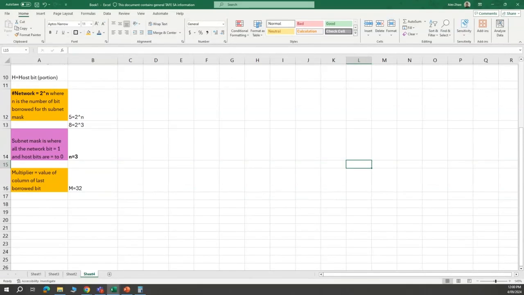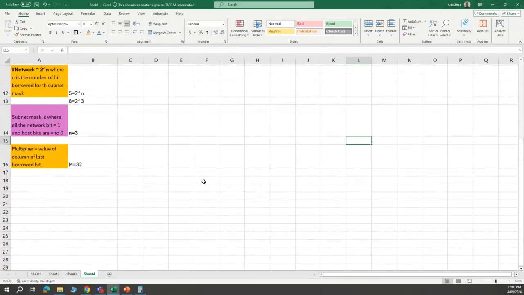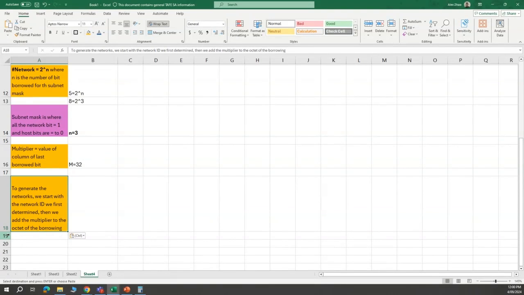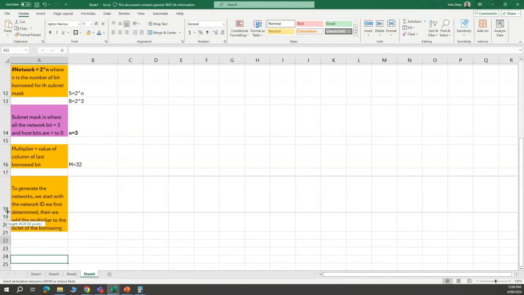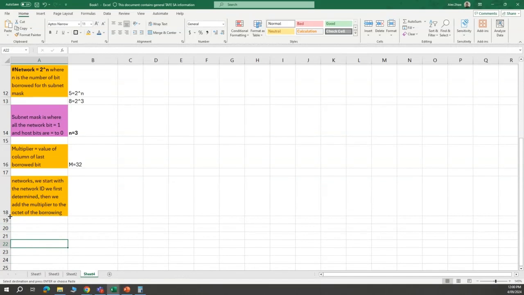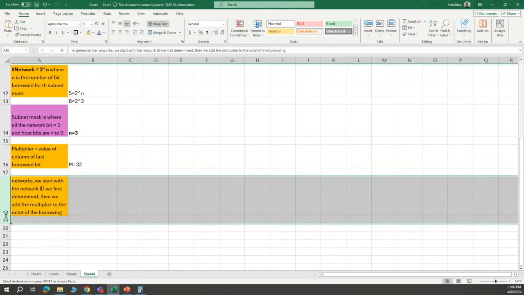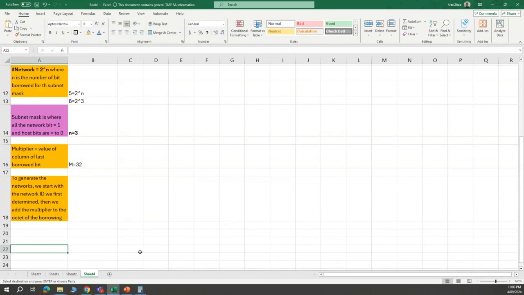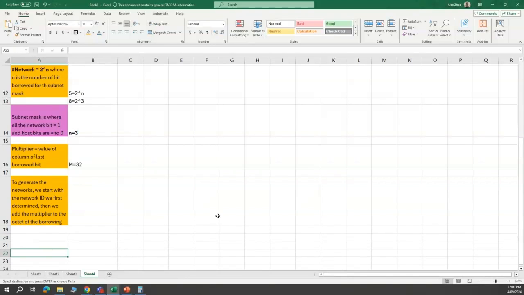Okay, how do we generate the networks, or work out what the networks are? I'll give you another definition. It's full of definitions here. Sorry, I'm just trying to make this read a little bit better. To generate the networks, we start with the network ID we first determined, then we add the multiplier to the octet of the borrowing.